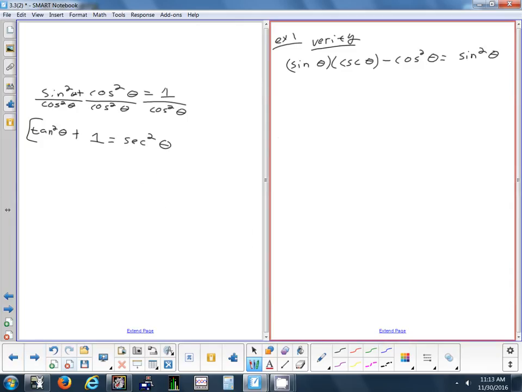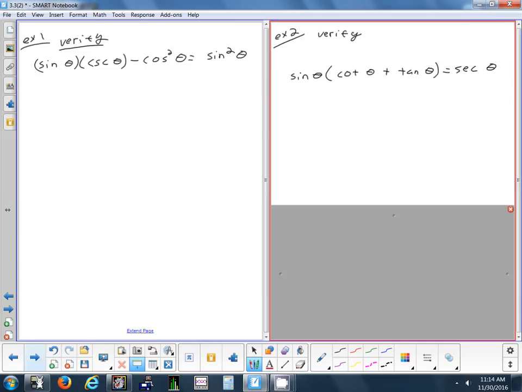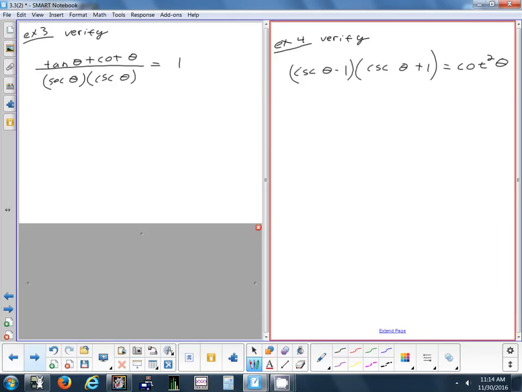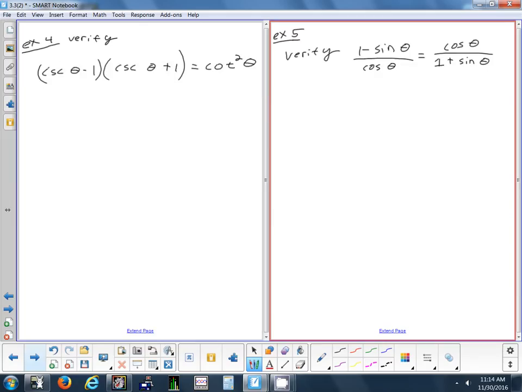Okay, looking at example 1, which side looks more complex, the left or the right? Yeah, left side. Clearly it's got more stuff going on. Example 2, left side, more complicated. Example 3, left side, more complicated. I usually put the left side more complicated, if you haven't figured that out.